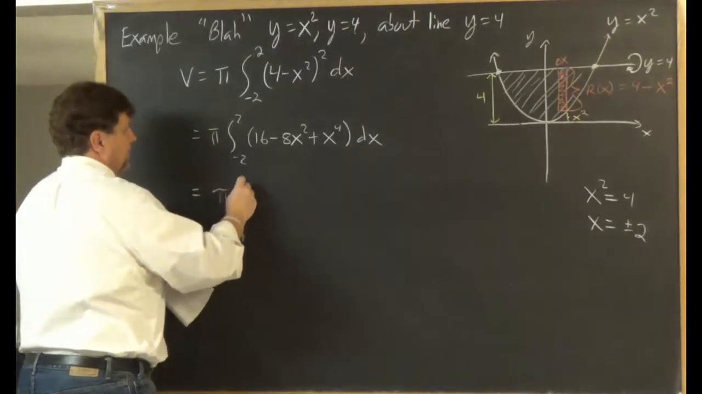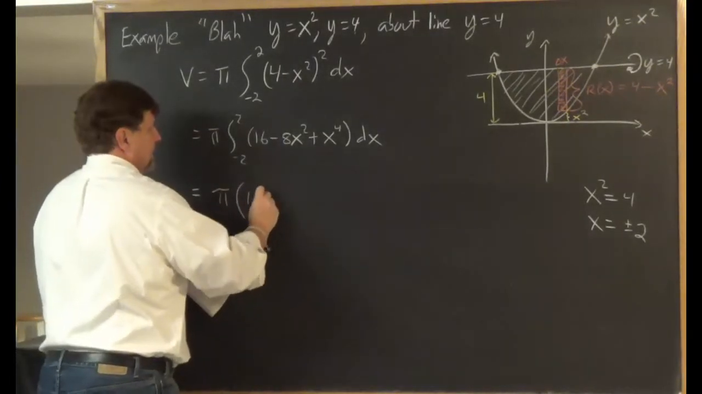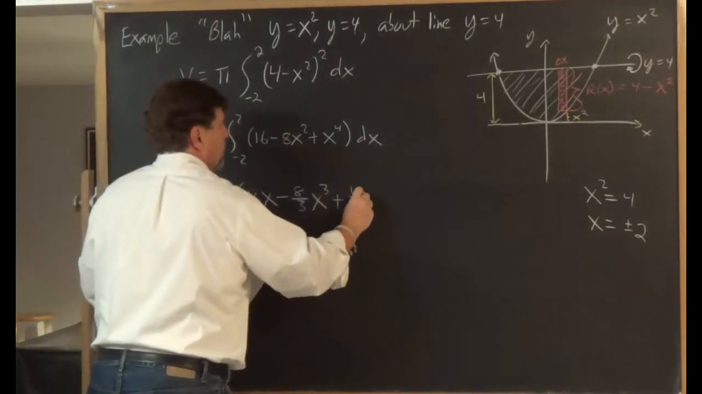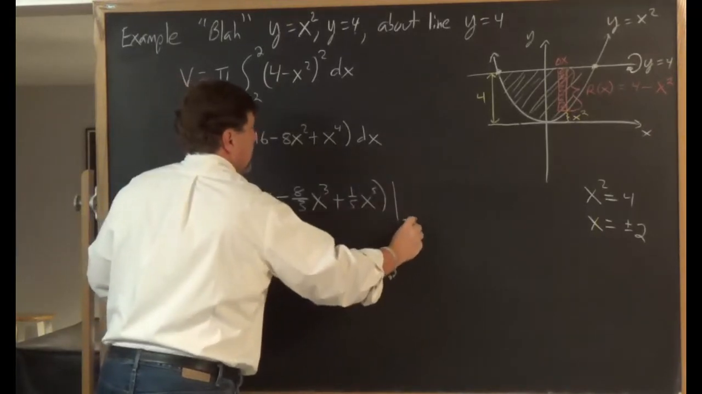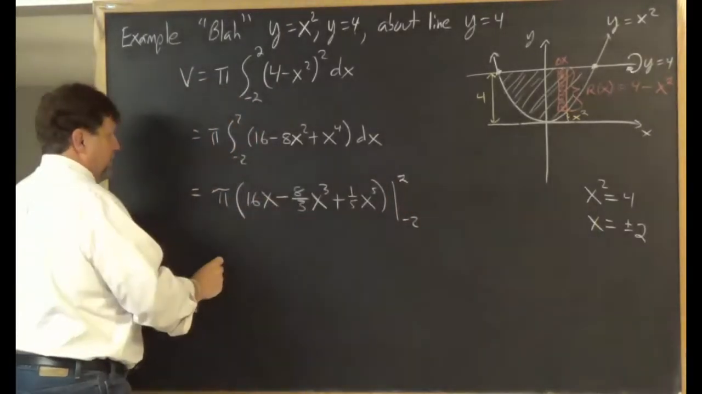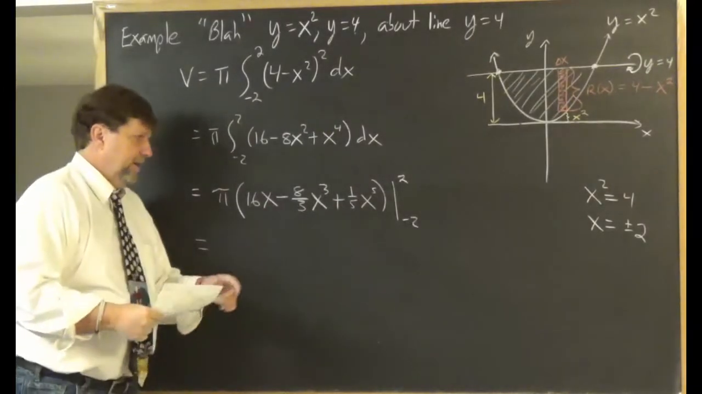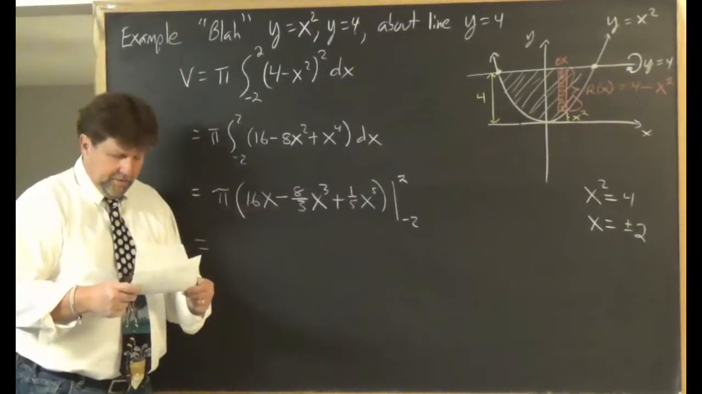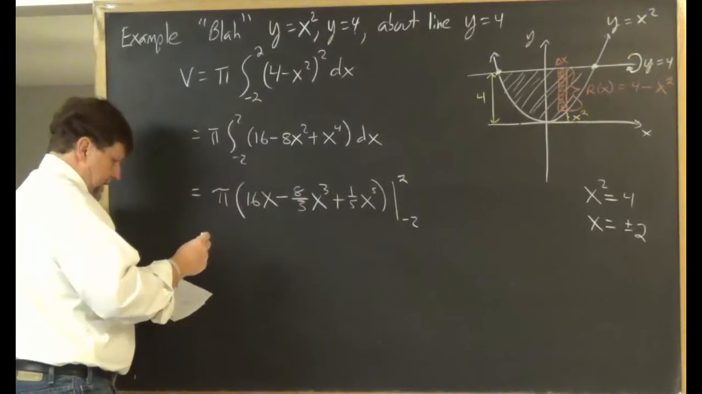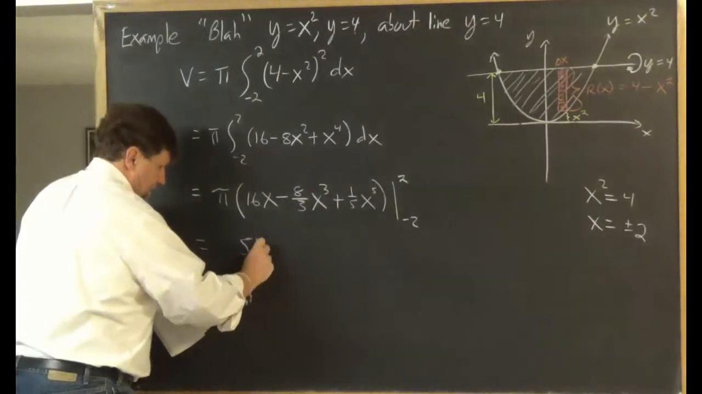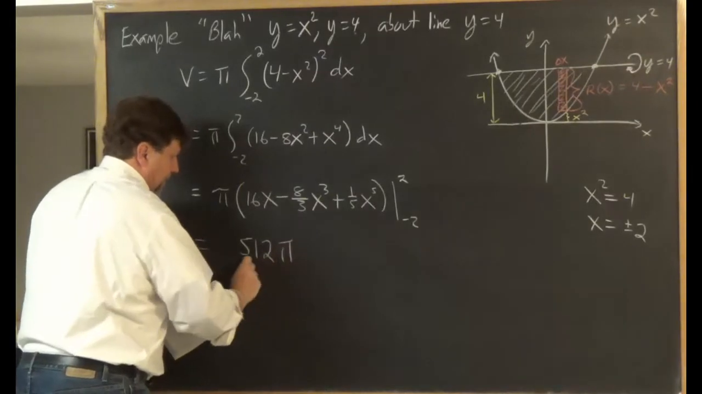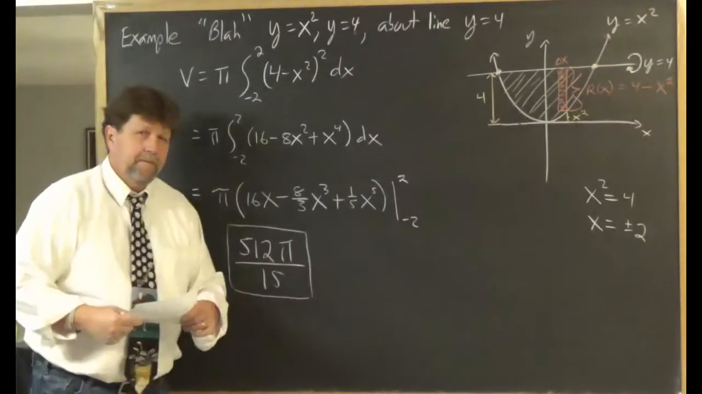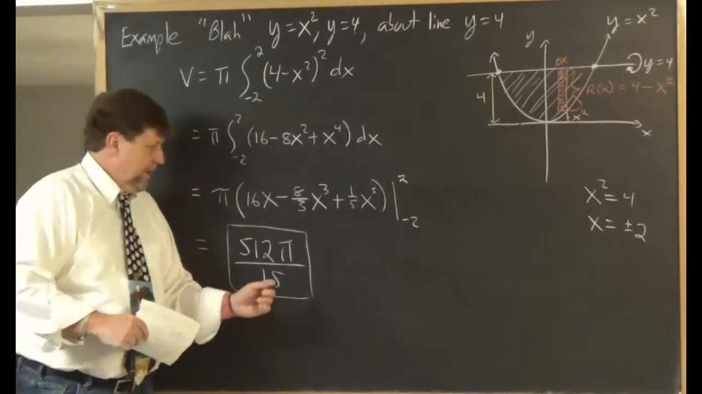So, antiderivative: 16x minus 8/3 x cubed plus 1/5 x to the 5th. Evaluate that from negative 2 to 2. I put the 2 in for the x's, minus putting the negative 2 in for the x's. And I end up with, I used my calculator for that, 512 pi over 15. So that's the volume. Yeah, I know, cubic units.